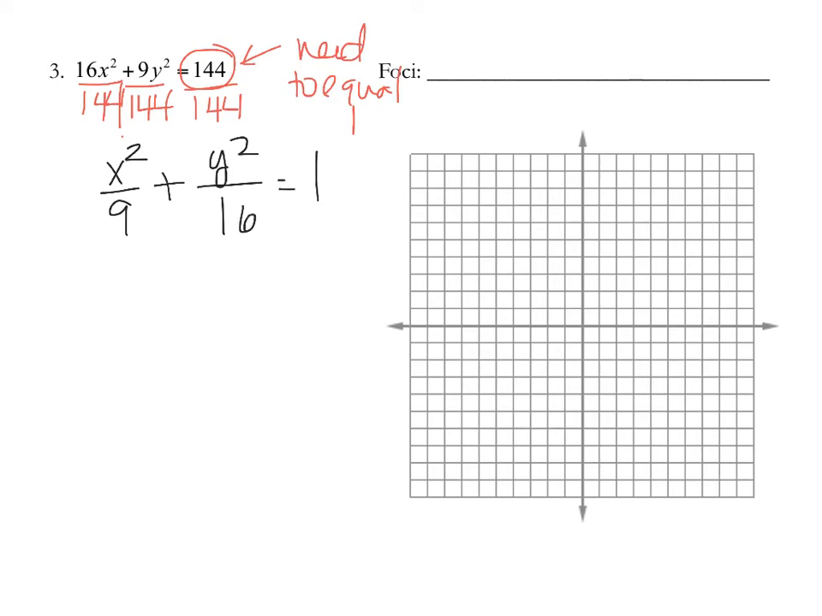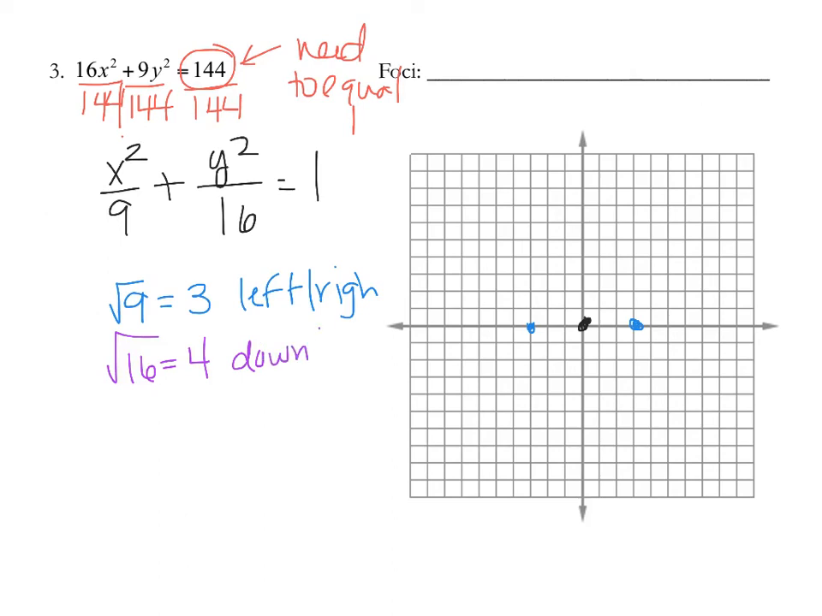And then we can do the same rules. Square root of the denominator is 9. Move in the direction of the numerator, so that means I'm going left, right, 3. So starting at the origin, left 3, right 3. And then square root of the denominator is 16. We get 4. Direction of the numerator, y is in the numerator. So that's going to be up and down 4. And then we can draw our ellipse through there. Try and make it look curvy, not like a football shape so much, but curvy on the ends.